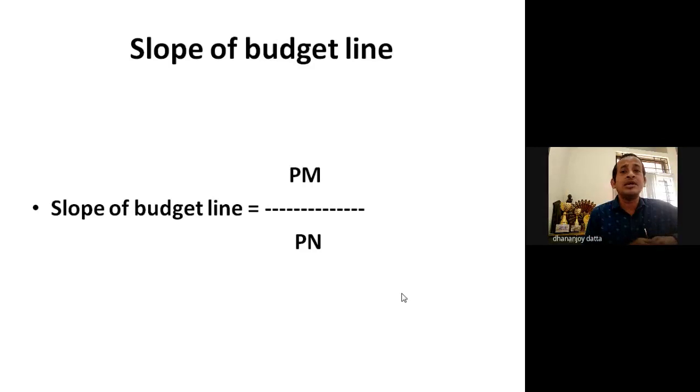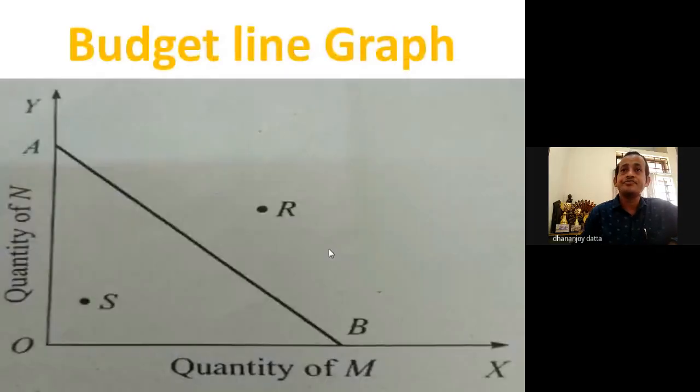For this, we'll take help of the budget line graph also. The slope of the budget line can be calculated by PM divided by PN, the price of the M product and the price of the N product. What I said, price of the M product on the x-axis and price of the N product on the y-axis. Now we'll go to the budget line graph again.